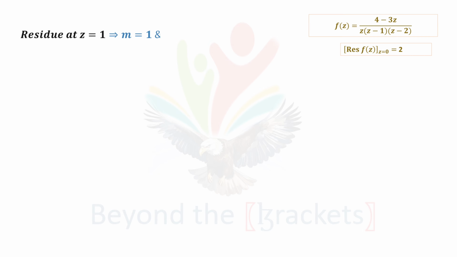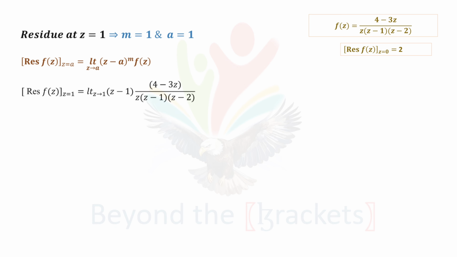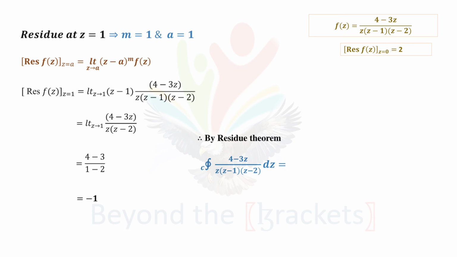To find residue at z is equal to 1, which is a simple pole, we get m is equal to 1 and a is equal to 1. Substituting this in the formula for residue at a pole of order m, we get 1 divided by 0 factorial, that will be 1. (z minus 1) in the numerator and in the denominator cancel out, and we are left with limit as z tends to 1, 4 minus 3z by z into (z minus 2). Applying limit as z tends to 1, we get (4 minus 3) by (1 minus 2), so that will be simplified as minus 1.